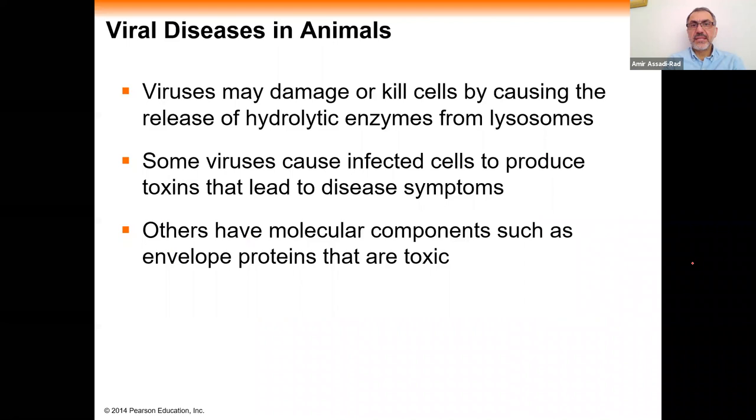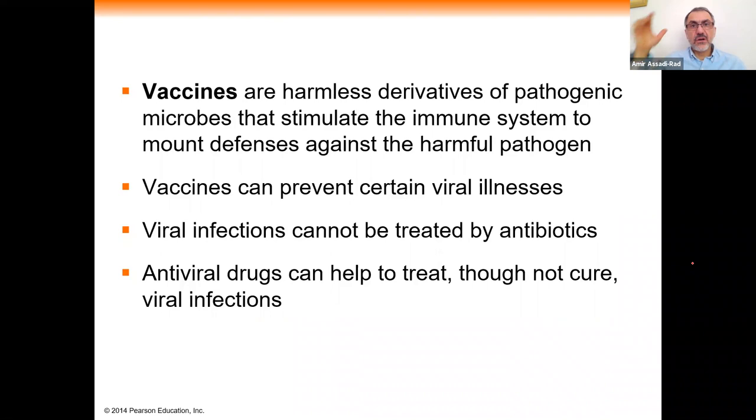So viruses may damage or kill cells by causing the release of hydrolytic enzymes from lysosomes. Some viruses cause infected cells to produce toxins that lead to disease and symptoms. Others have molecular components such as envelope proteins that are toxins. Vaccines are harmless derivatives of pathogens, microbes that stimulate the immune system to mount a defense against the harmful pathogens. Yeah, that's the definition of a vaccine. Vaccines can prevent certain viral illnesses, yes.